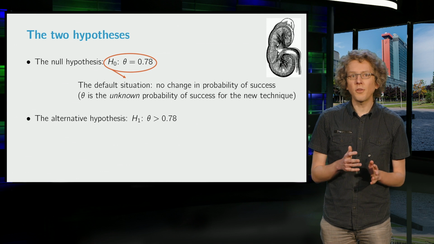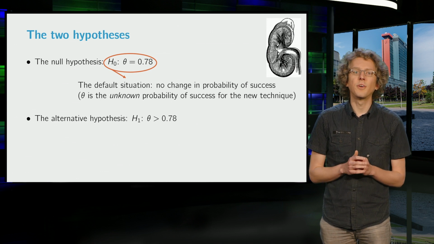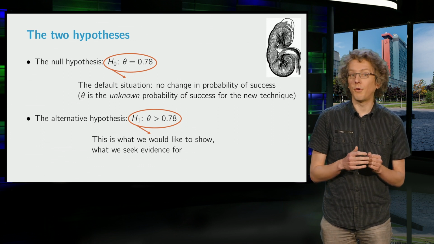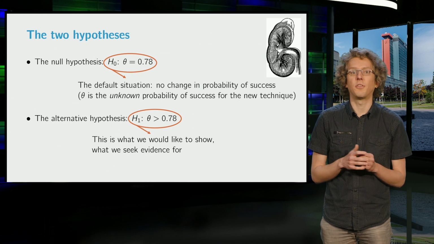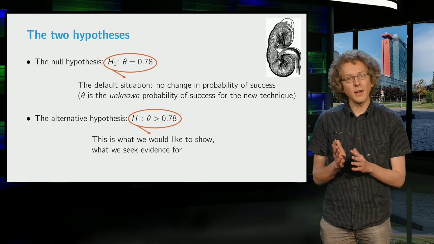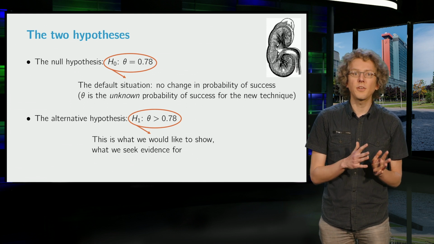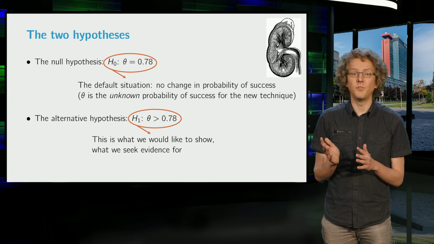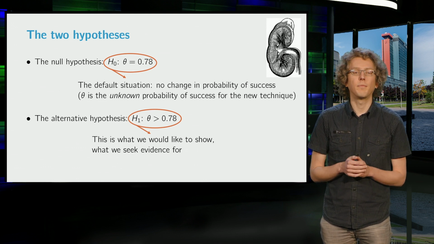Note that these two hypotheses play different roles. The alternative one is the one you seek evidence for. If you find enough evidence, you will reject the default null hypothesis in favor of the alternative one. If you do not find enough evidence, you will not reject the null hypothesis. We will base our final judgment on the data.